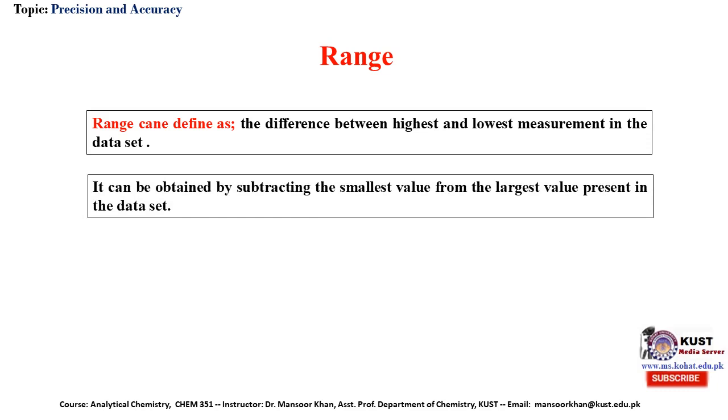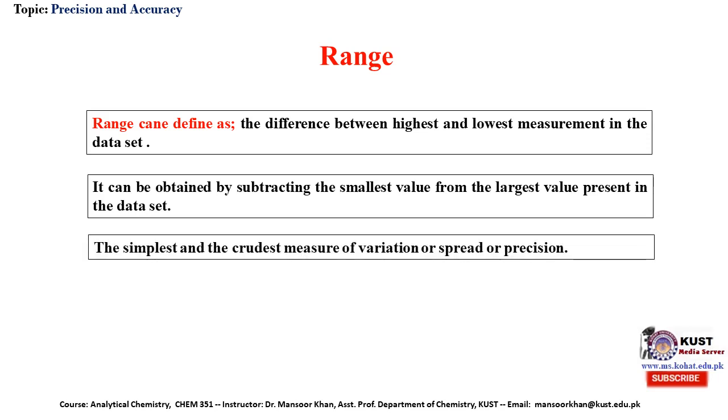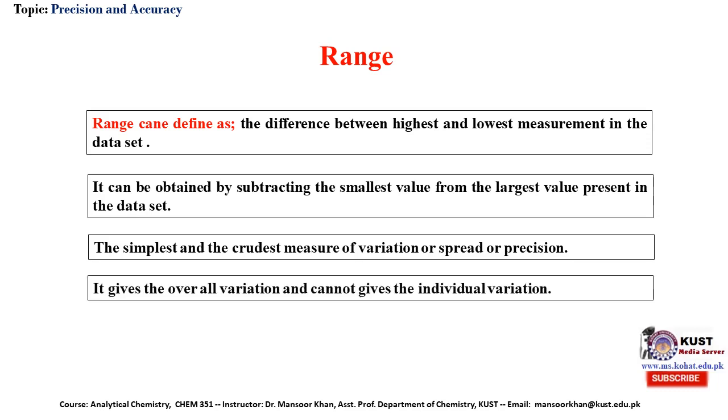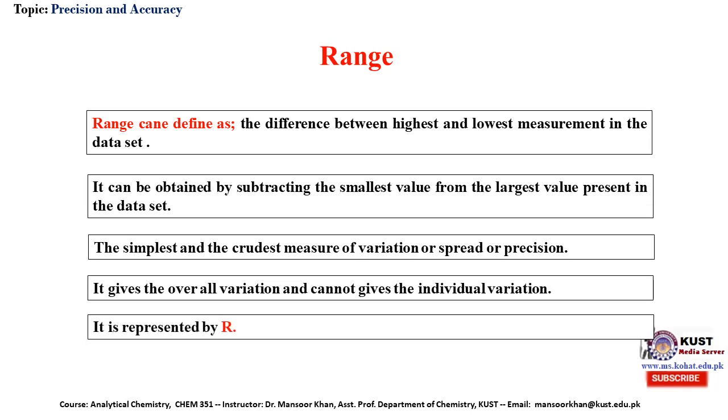It can be obtained by subtracting the smallest value from the largest value present in the dataset. Range is the crudest and simplest measurement of variation. It is very simple but less important. It gives overall variation and cannot give individual variation, and it is represented by R.